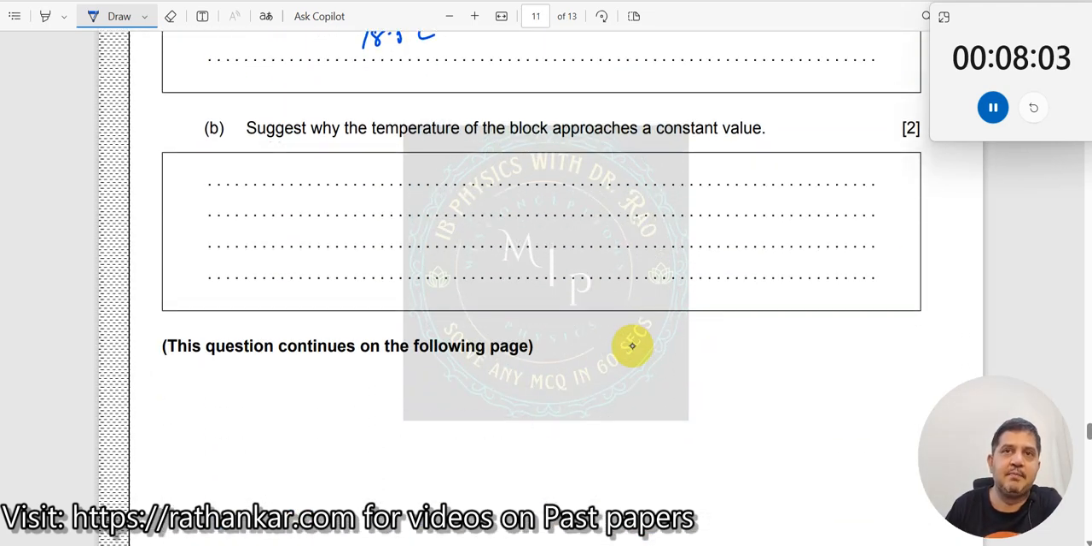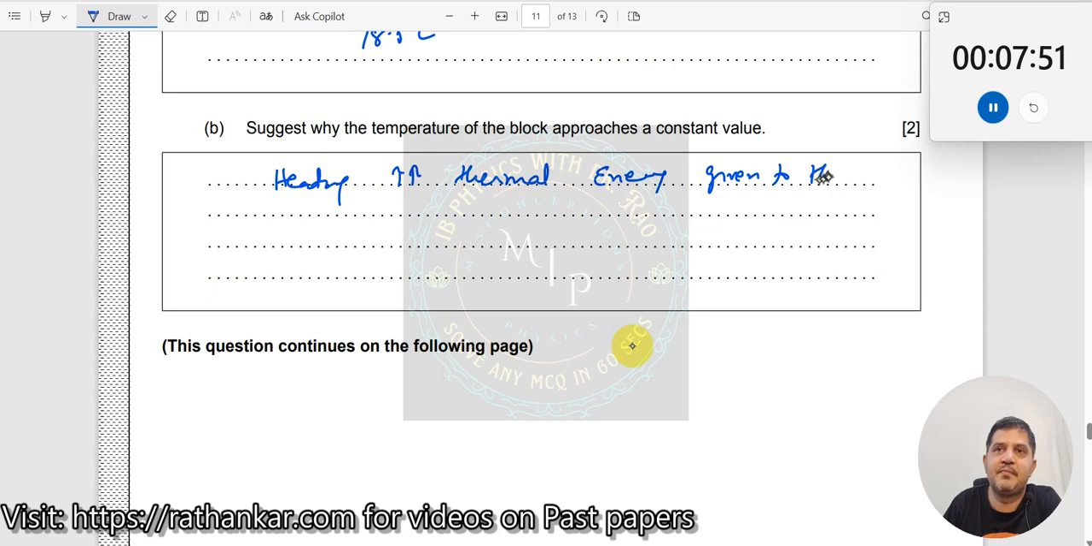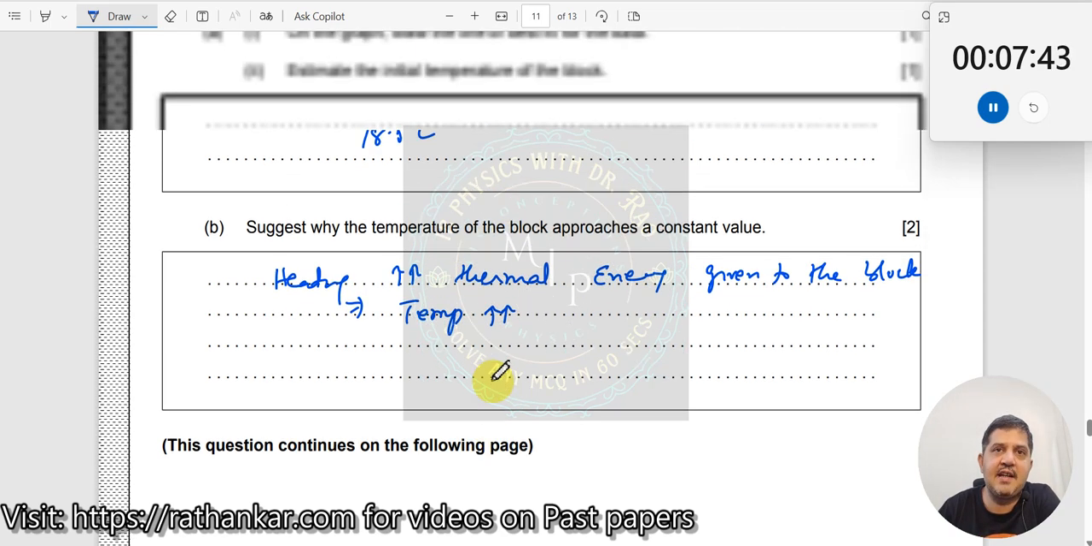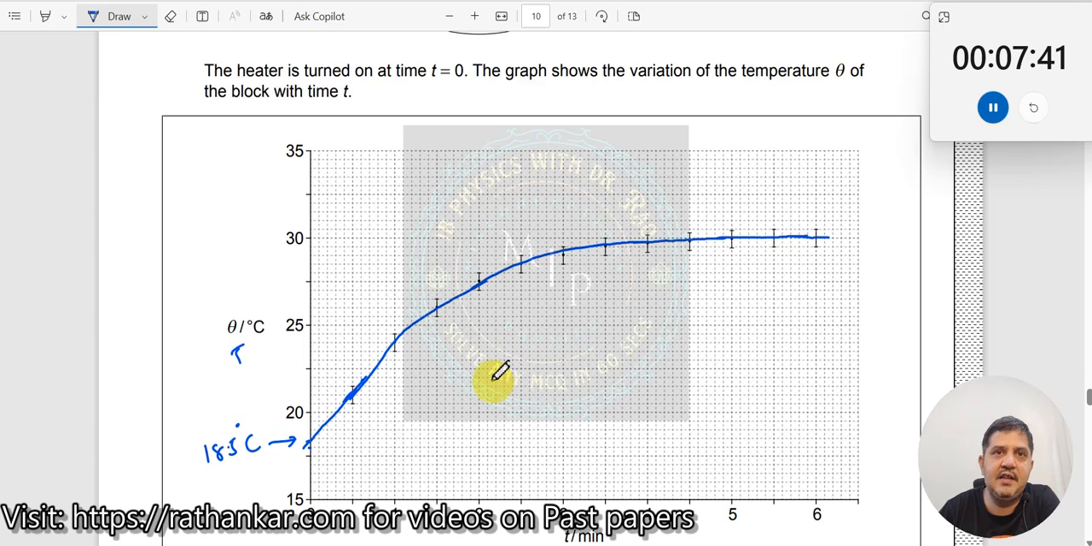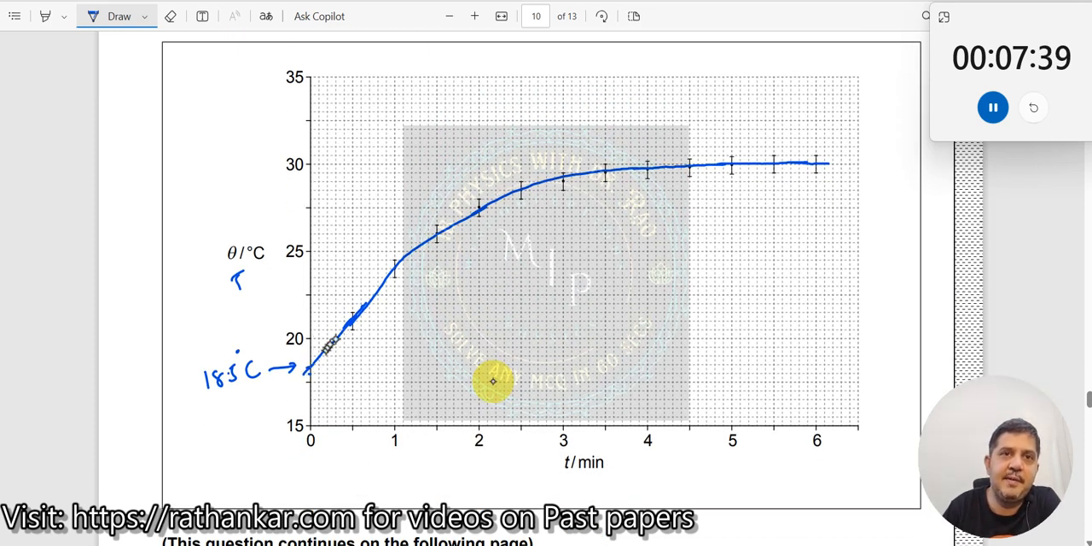The reason is, what do you say here? First is you are heating, right? This is for 2 marks. First is you are heating. Heating increases thermal energy given to the block, which implies temperature increases. Do we see this in the graph? Yes, of course we do see this. See, this has been seen over here. So it is increasing here like this. And then suddenly you see it is now constant here.